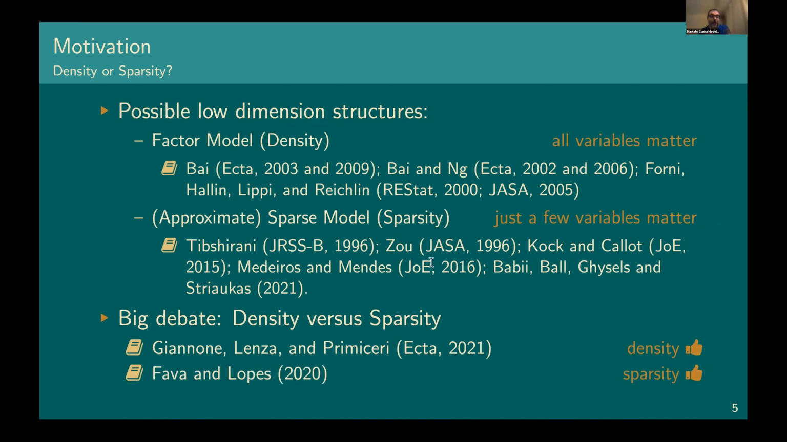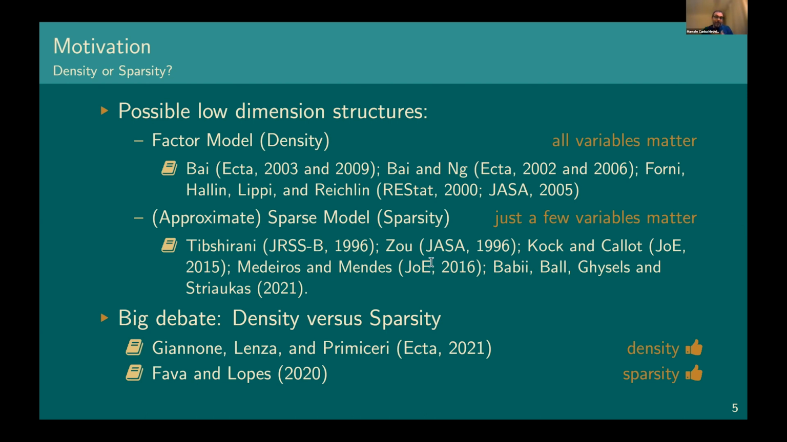However, there's another paper by Paolo and Lopez who run the same experiment, but with a slightly different prior, and they show that sparsity is the winner, that we should use sparsity. And in fact, Paolo and Lopez show that depending on how you tune your prior, you can get one result or the other. So in fact, the whole debate is really dependent on the prior.